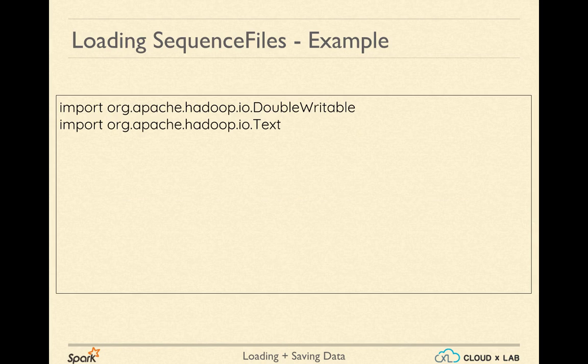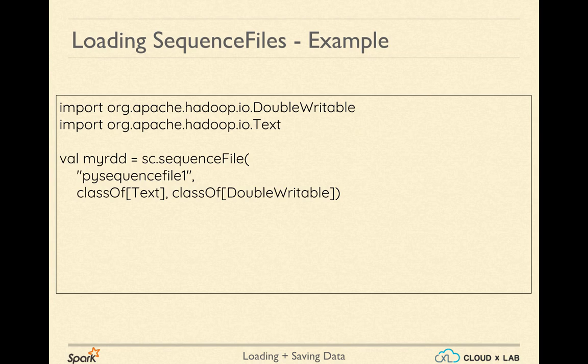Now, let's try to load the sequence file that we recently created. Before proceeding, we will have to import the writables that we are going to use. In our case, we have saved text and double, so we are importing the Text and DoubleWritable classes from the Hadoop package. Then we call the sequenceFile method on Spark context with 3 arguments: folder or file name, data type of the key, and data type of the value.